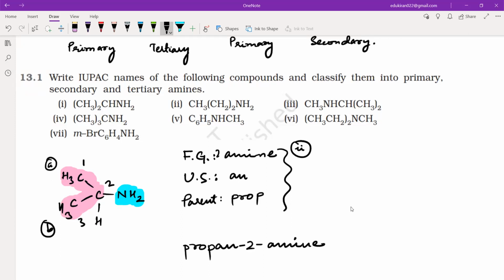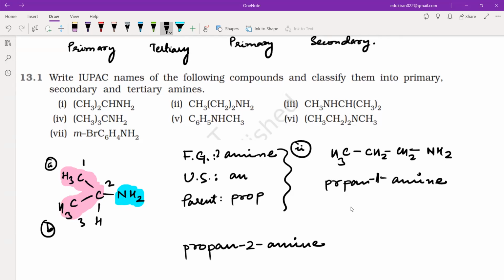So first of all, we will draw all the carbon atoms, so we have CH3. Now this is bonded to 2 times CH2, and then there is NH2. It is quite simple, I guess. 1, 2, 3 carbons. So this will be propane-1-amine. Right? Yes or no?